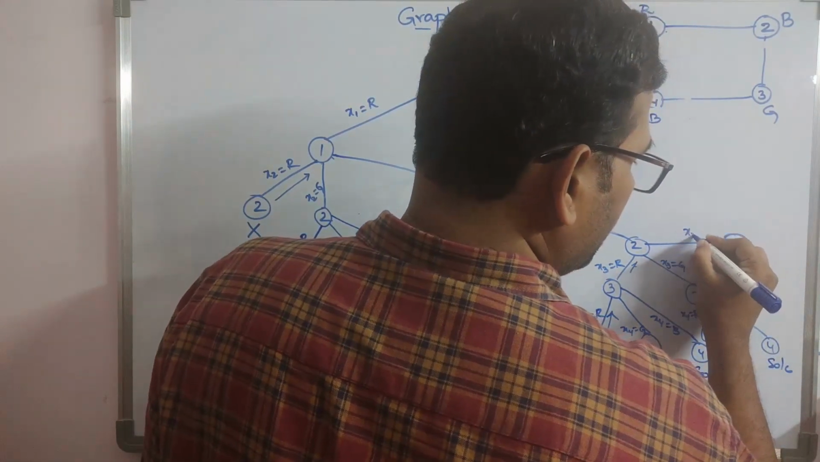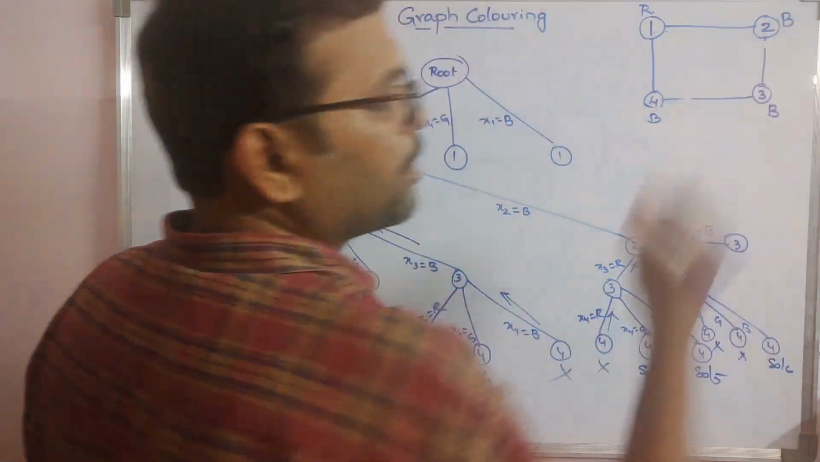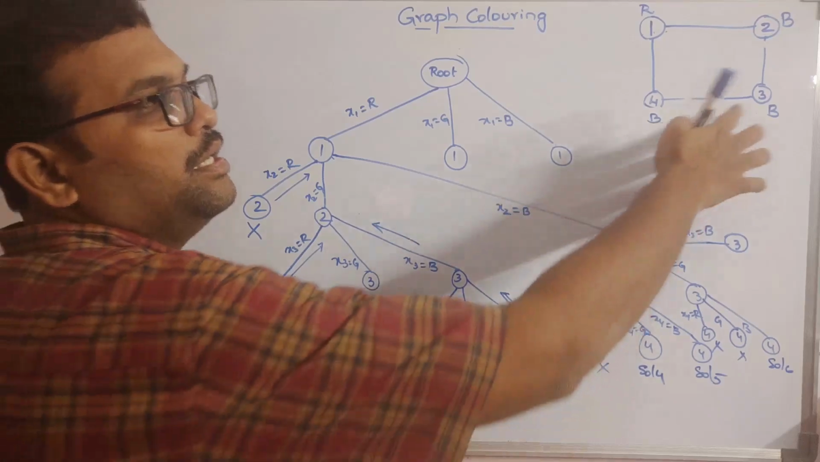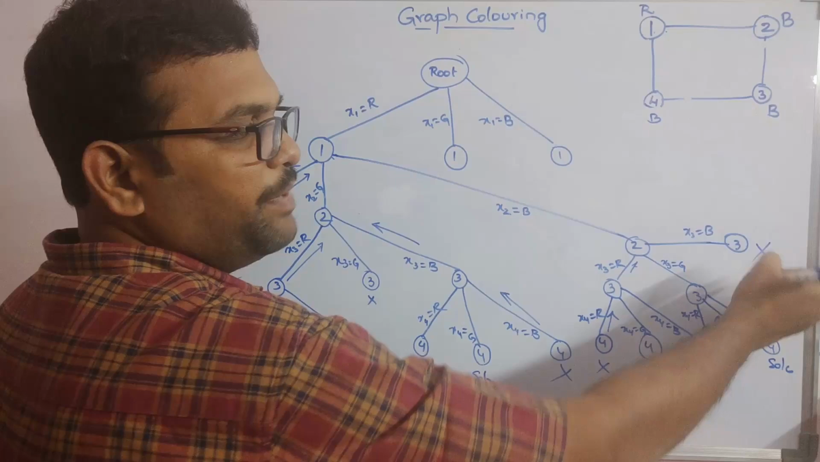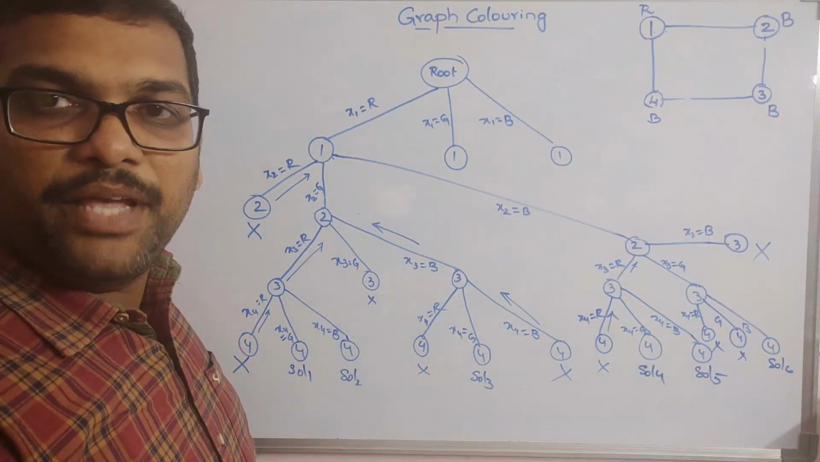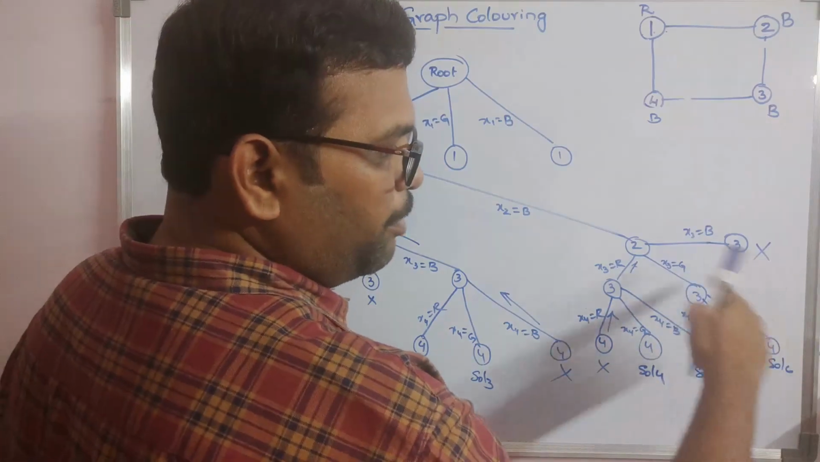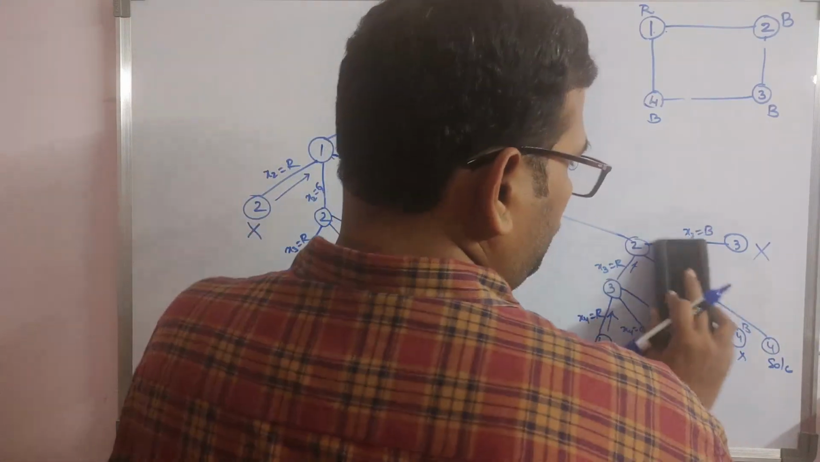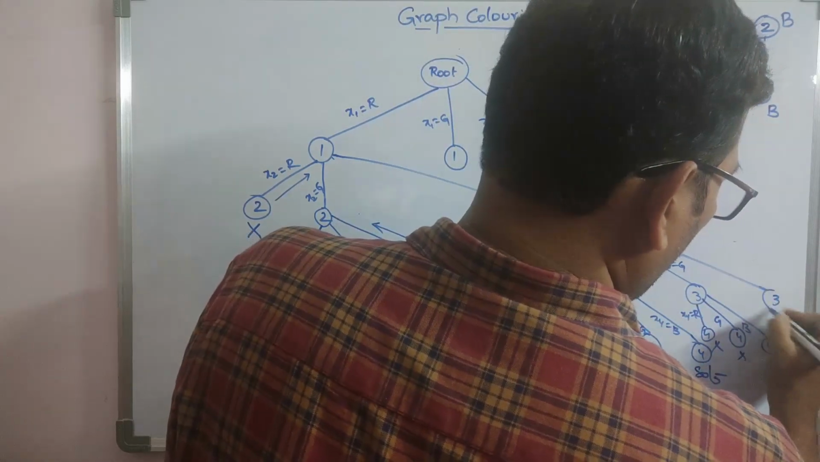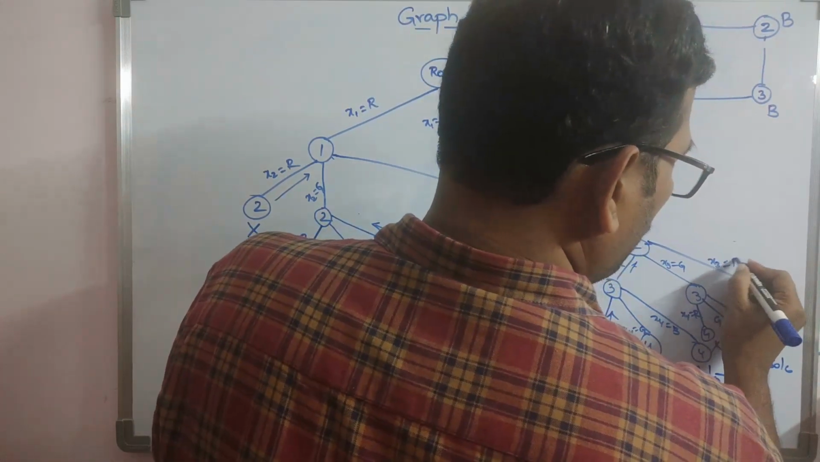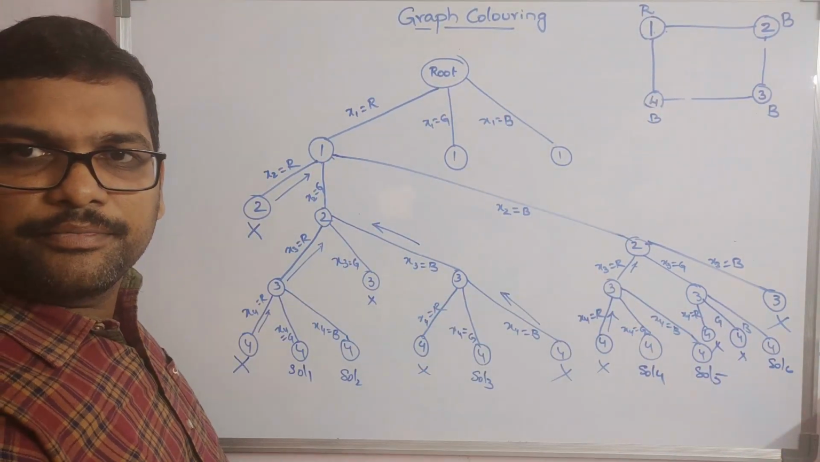That means if x3 is blue. So if it is blue, is it possible? See, 2 is an adjacent of 3 which is filled with blue. So this can't happen. Right? So here we have checked all possibilities. x3 is equal to blue, which is not possible. So we have checked all the possibilities here.